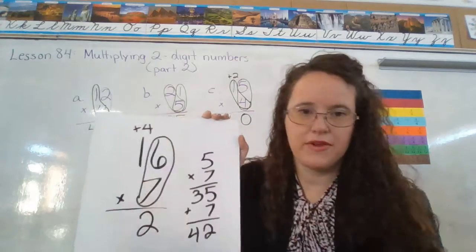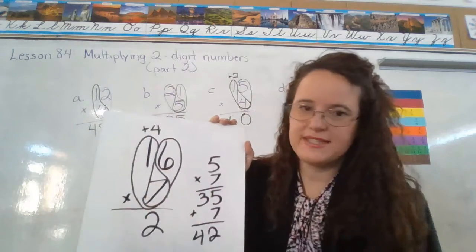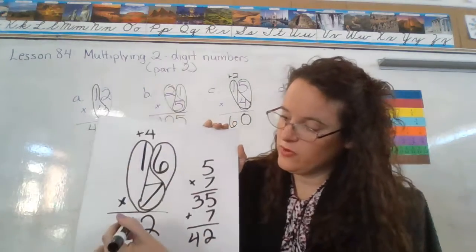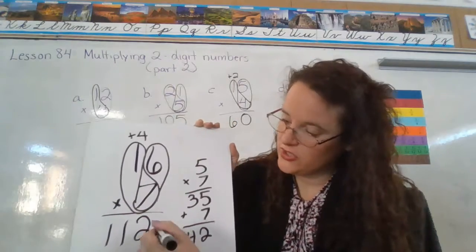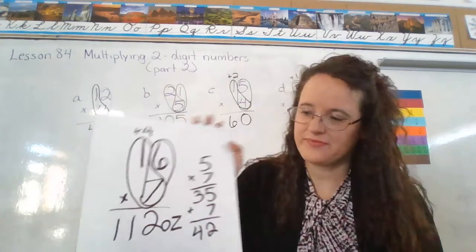We're going to carry my plus 4 tens up there. Multiply the ones. 1 times 7 is 7. Plus 4 is 11. So Leon weighed 112 ounces.